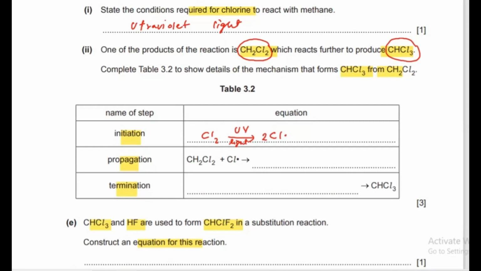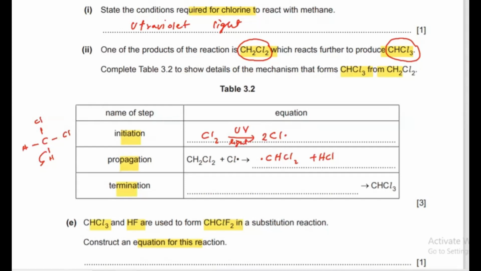Propagation is the combination of a free radical and a molecule. If CH2Cl2 combines with the free radical obtained from initiation, the free radical will be changed into a molecule. CH2Cl2 has one carbon, two hydrogen atoms, and two chlorine atoms. If the C-H bond is broken homolytically, we will get CHCl2, which is a free radical, and the hydrogen combines with chlorine to make HCl. So this free radical is changed into a molecule, and the molecule is changed into a free radical.